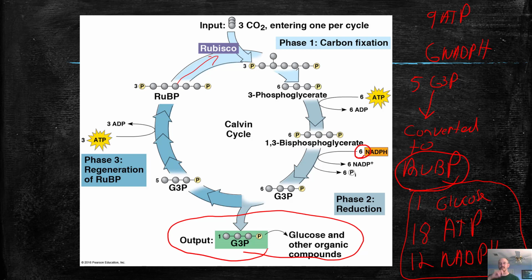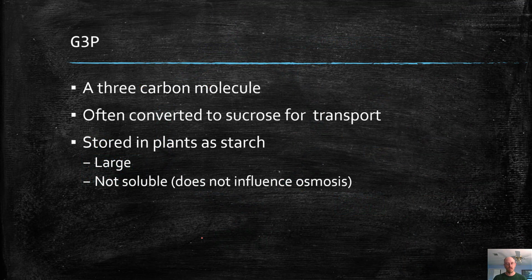So this is a cycle because the last product is also the first reactant, and every time you bring in 3 carbon dioxides up here, that's the input, 3 CO2s, you're going to spit out a G3P, a half of a glucose molecule. Now that might not make glucose, it could make fructose, it could make other things, but we use glucose as our example. So G3P is that 3-carbon molecule.